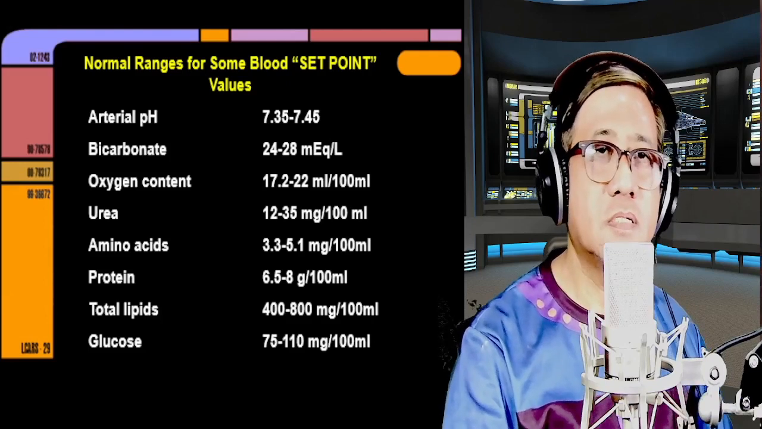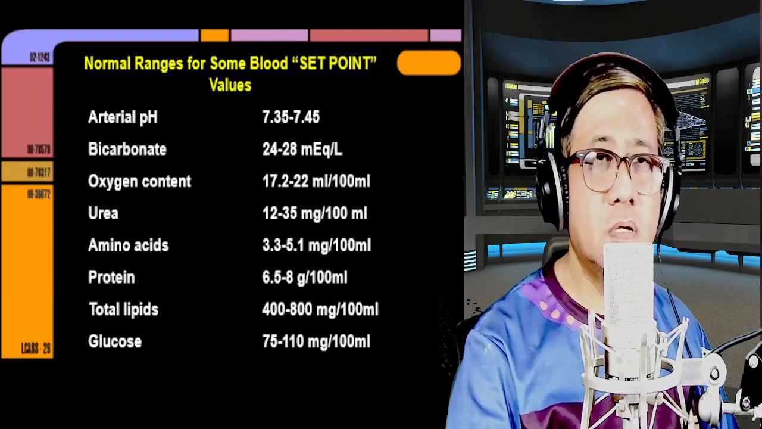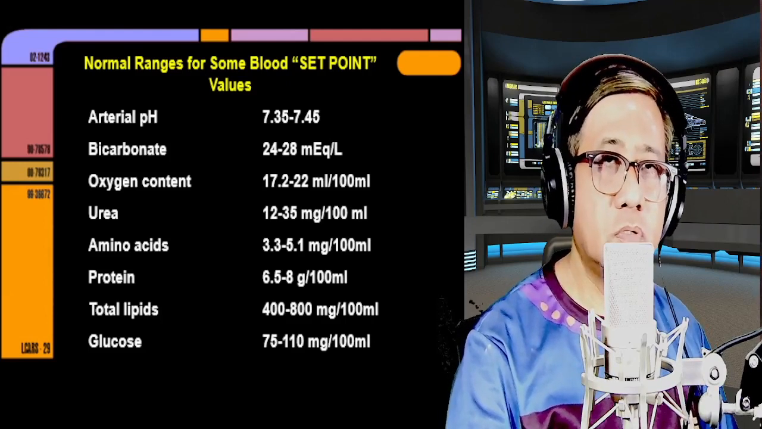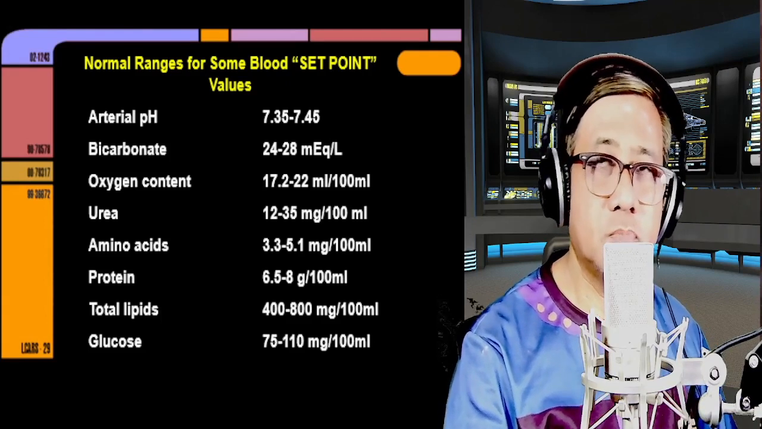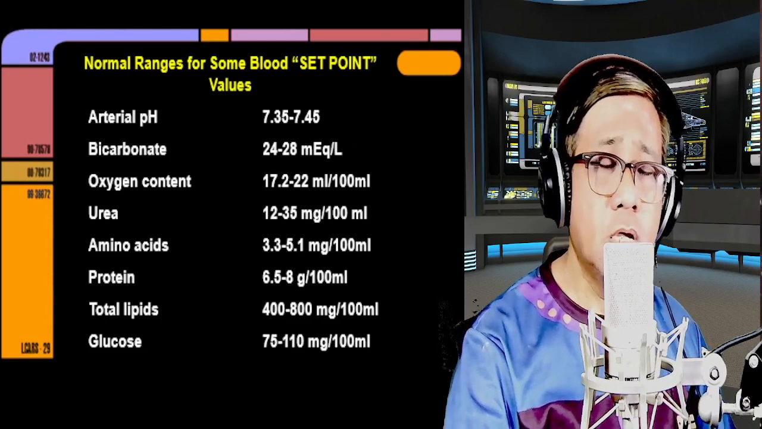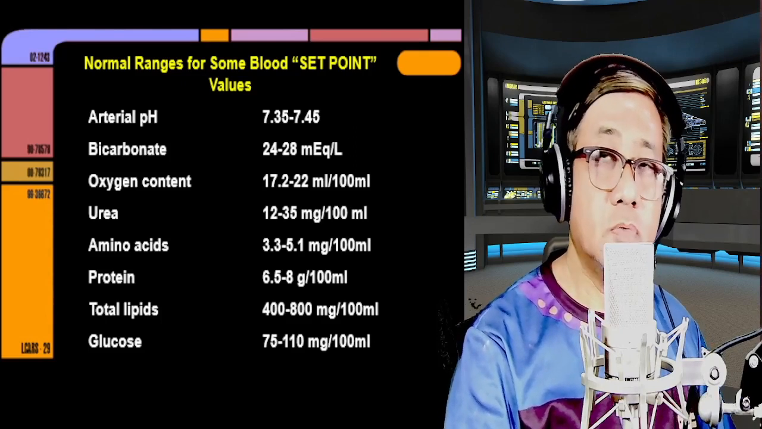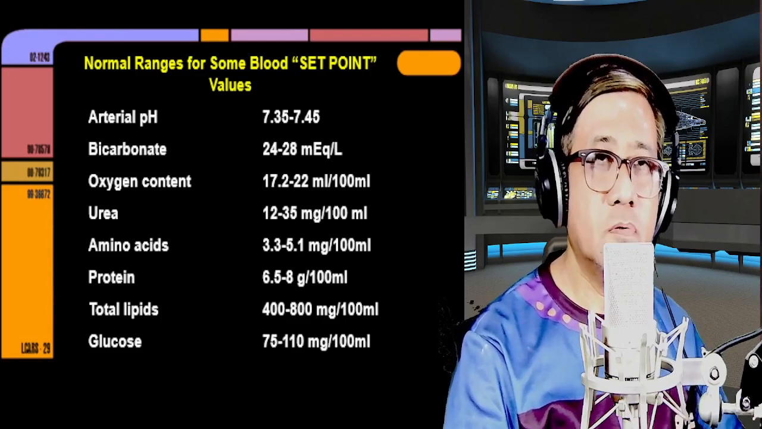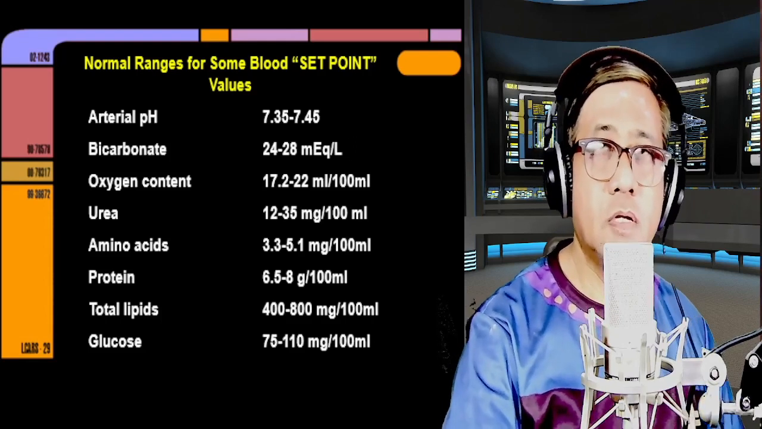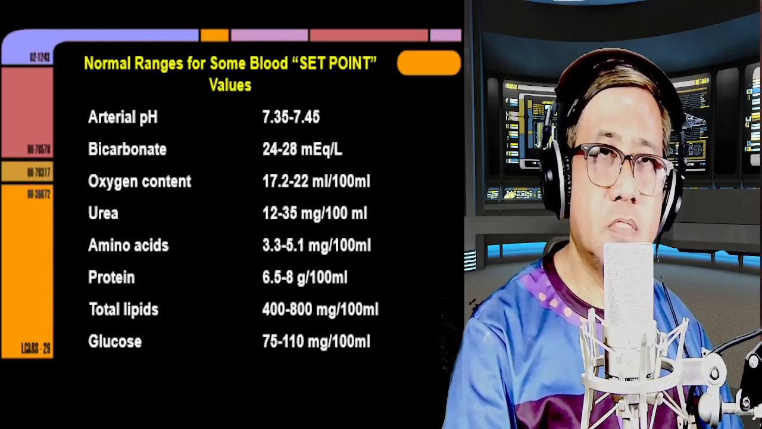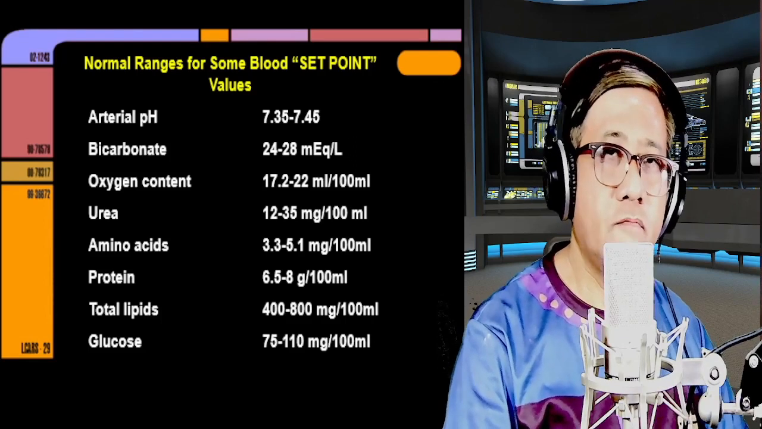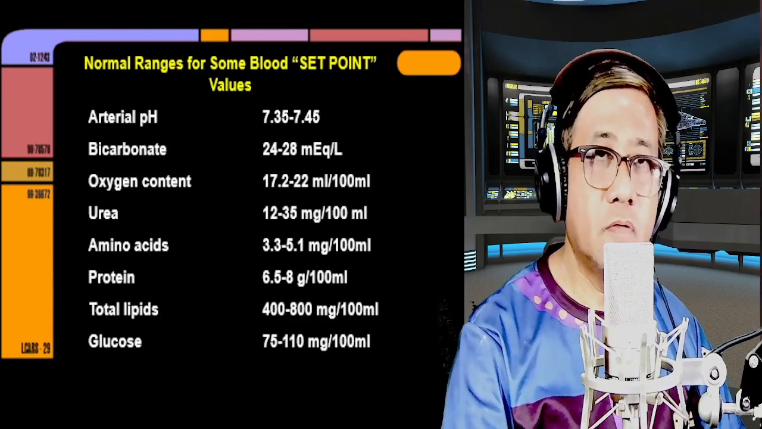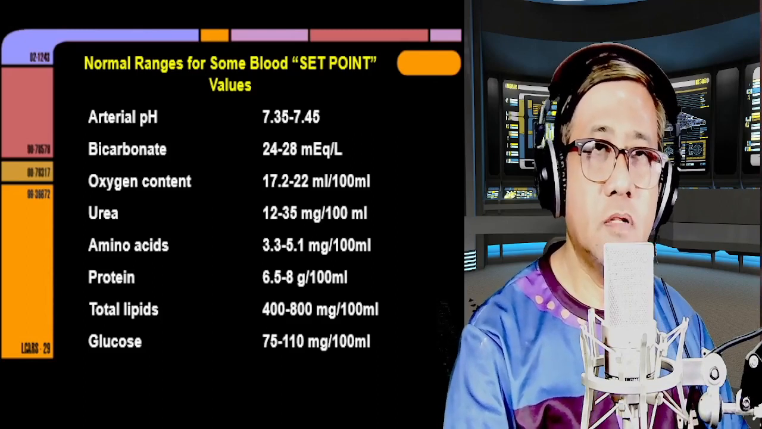So that's homeostasis. Alright, another example would be the amount of amino acids present in our blood. So the normal set point values is between 3.3 to 5.1 milligrams per 100 ml of blood. So in cases that the amino acid levels would increase or decrease, the cells must act to maintain this set point value of 3.3 to 5.1 milligrams per 100 ml of blood. Same thing with proteins. So the normal set point values for proteins in our blood is between 6.5 to 8 grams per 100 ml of blood. So dapat ma-maintain yan, yung set point value na yan.